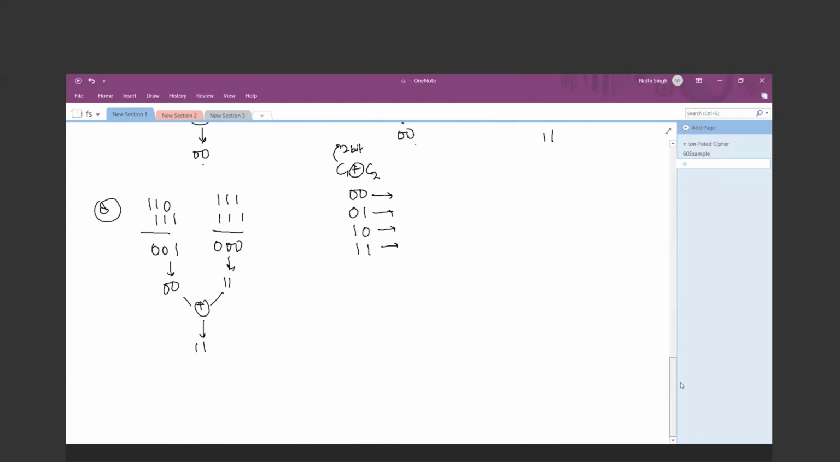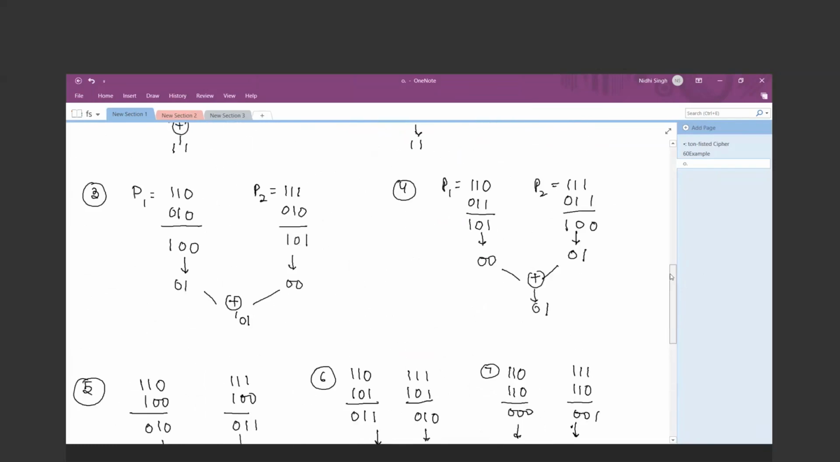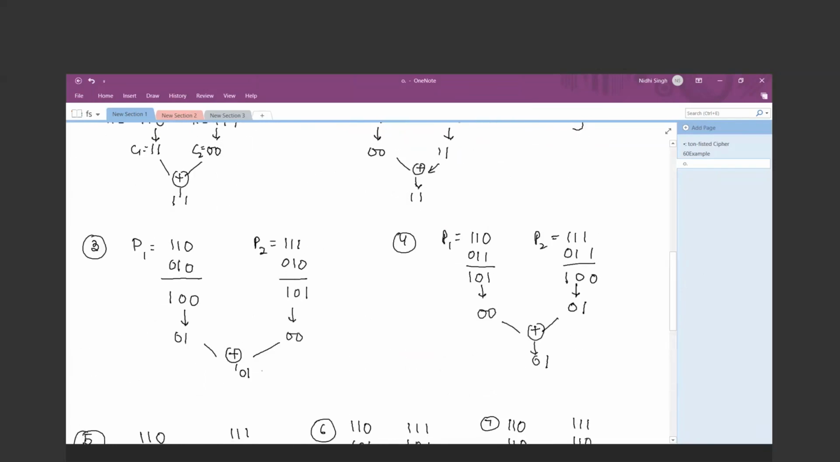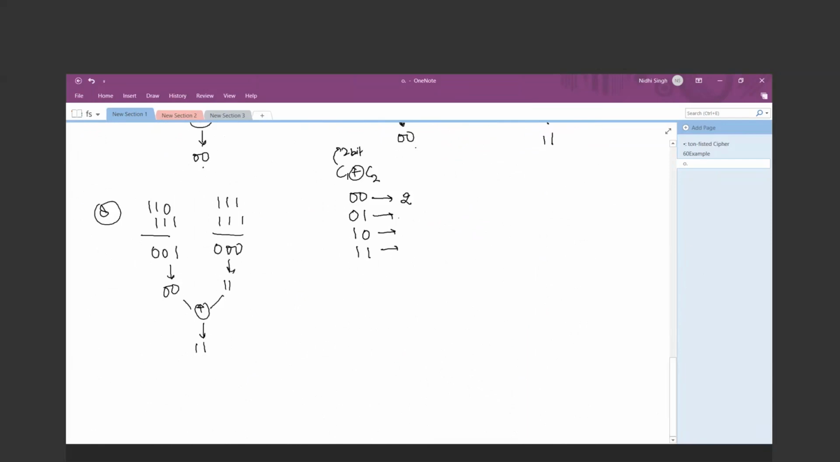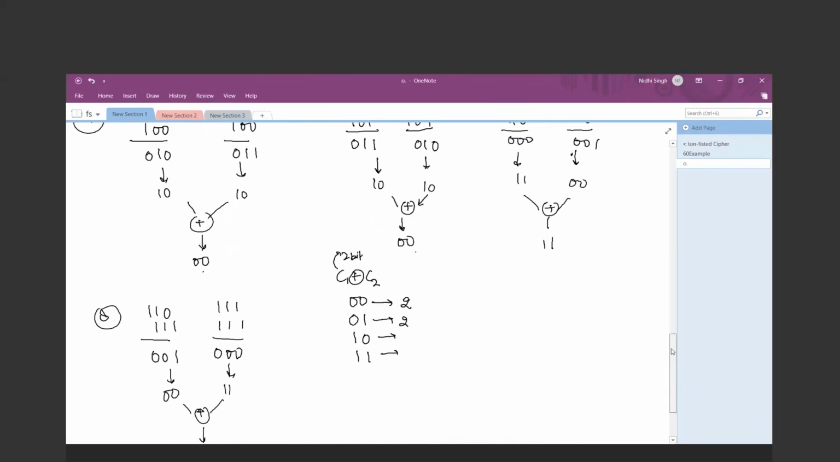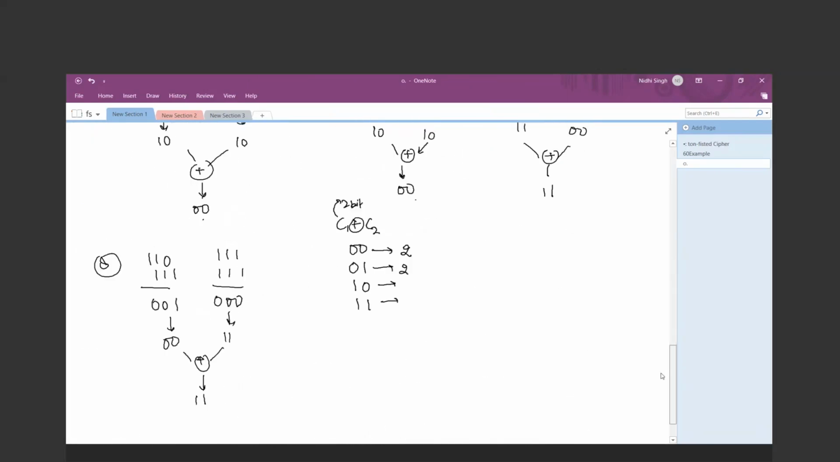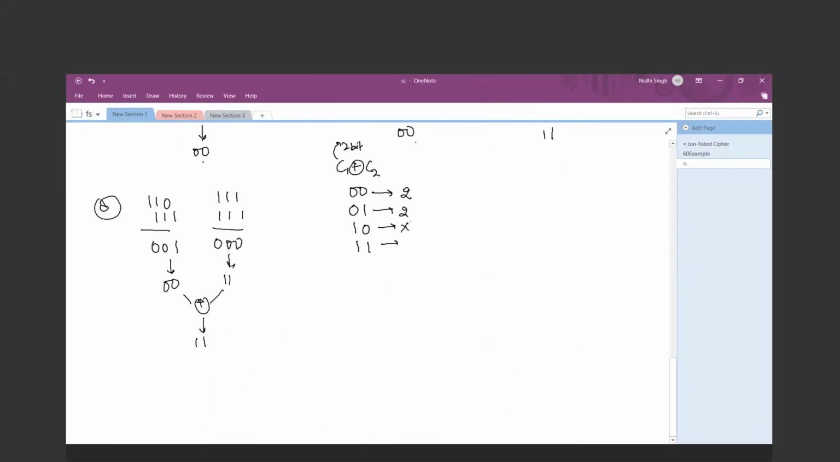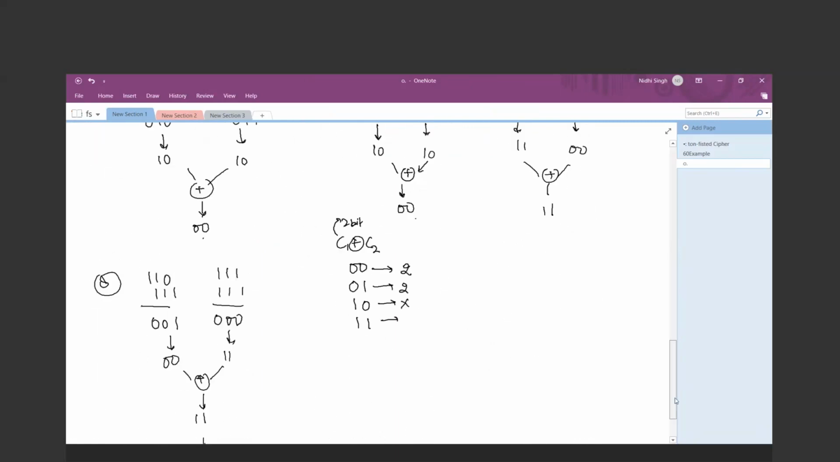Looking above, it did not occur anywhere. It is occurring 2 times for 01. For 01, yes, it occurs again 2 times. This is 01 and 01. For 10, not even once, so no value. What about 11? So 11 occurs 1, 2 and 3, 4 times.